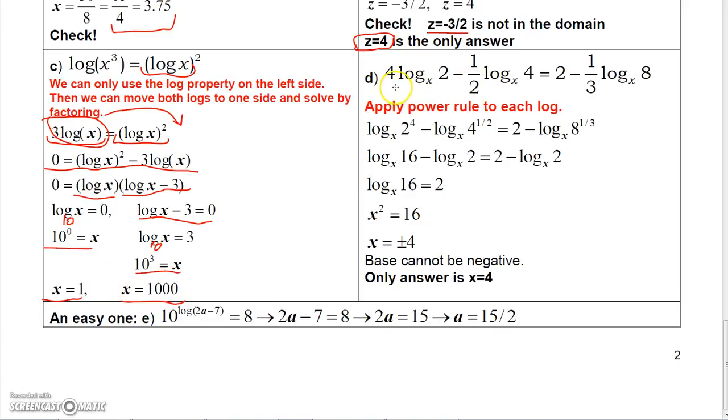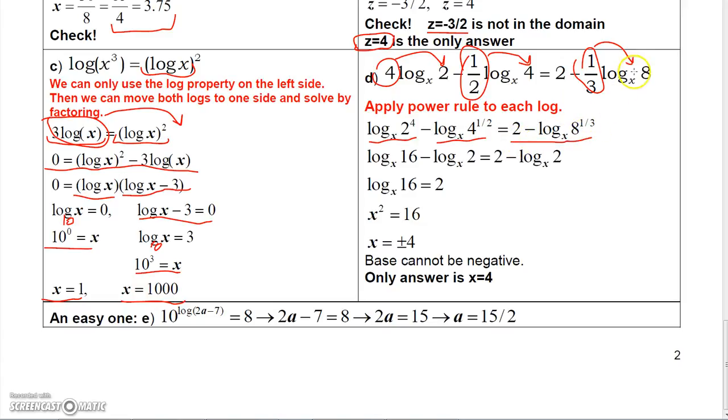Part D here, I can simplify this. Remember, you can take this 4 and put it back up here as an exponent. You can take this 1/2 and put it back up here as an exponent. And you can take this 1/3 and put it back up here as an exponent for 8. So that would be log of 2 to the 4th, log of 4 to the 1/2 equals 2 minus log of 8 to the 1/3.